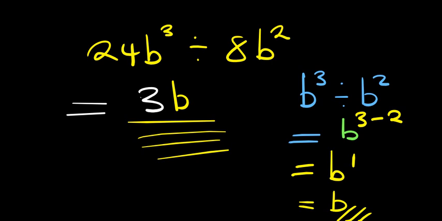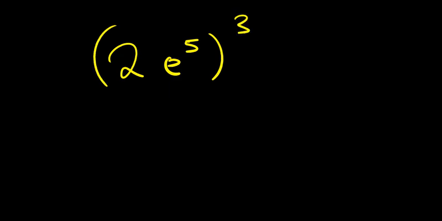Okay, let's solve another one. Let's say I've got 2e to the power 5, then I've got 3 outside. So how am I now going to solve this one?